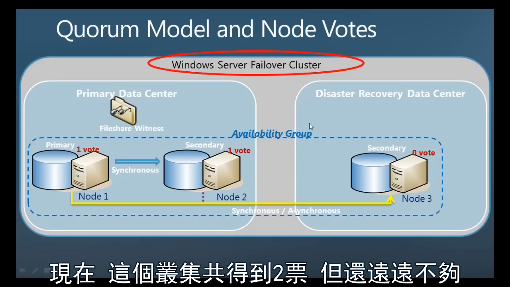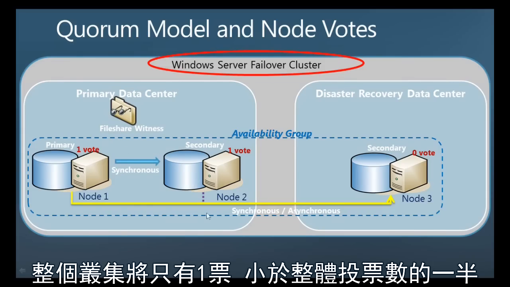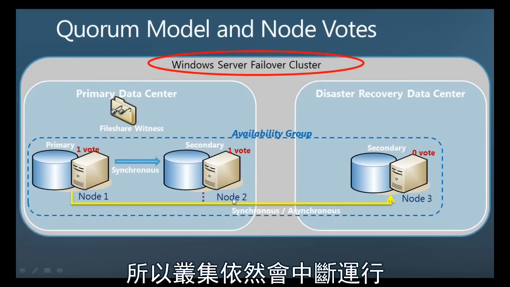So now you have 2 votes in total in this cluster, but it's not enough, because if you lose one node here, the whole cluster only has 1 vote, which is less than half. It's less than half of the whole votes. So the cluster will still go down.